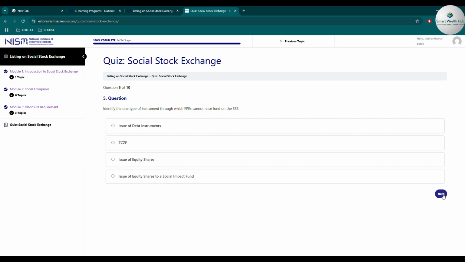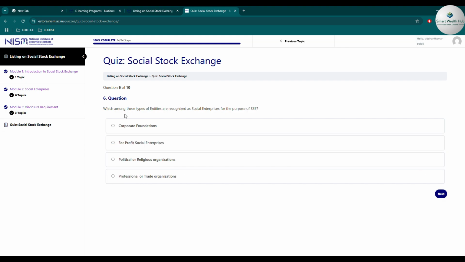Identify the one type of instrument through which FPEs cannot raise funds on the SSE. Option A, issue of debt instrument. Option B, ZCZP. Option C, issue of equity shares. Option D, issue of equity shares to a social impact fund. So the right answer is ZCZP.